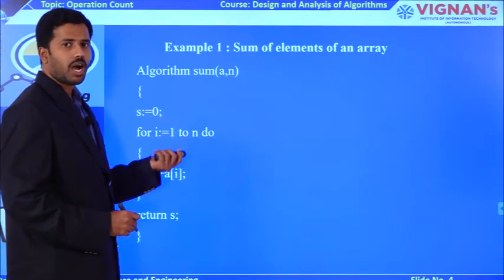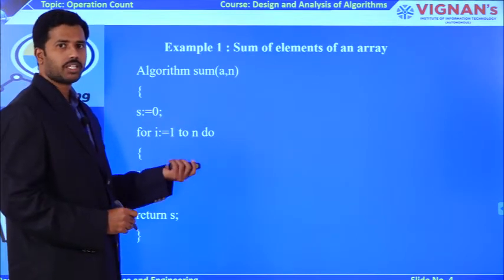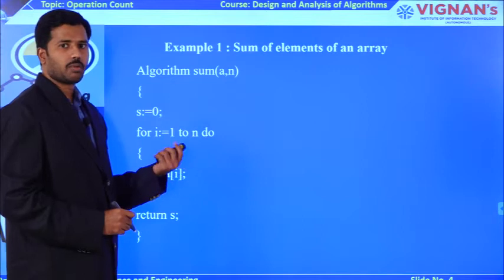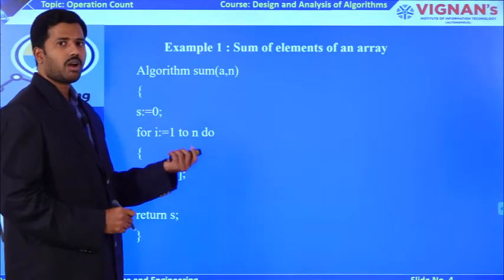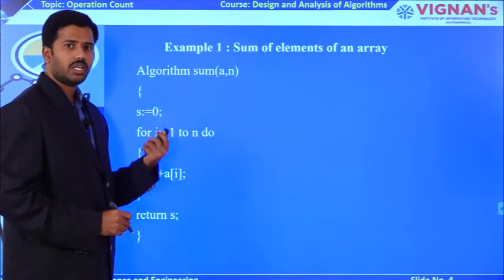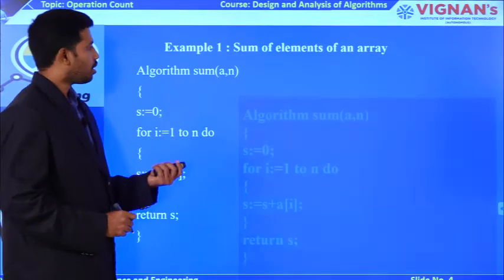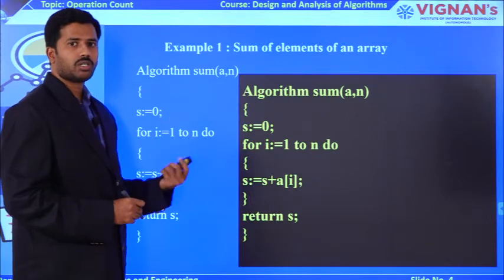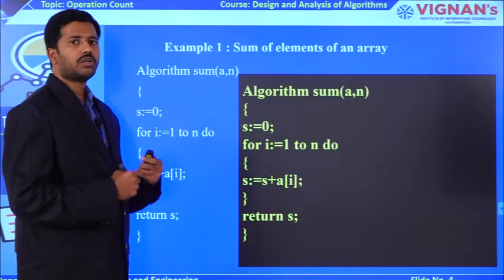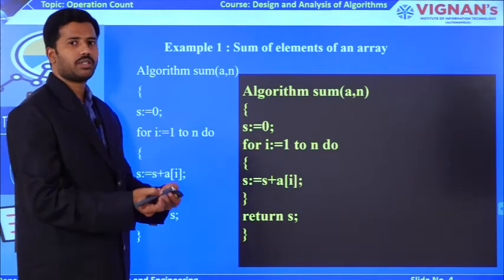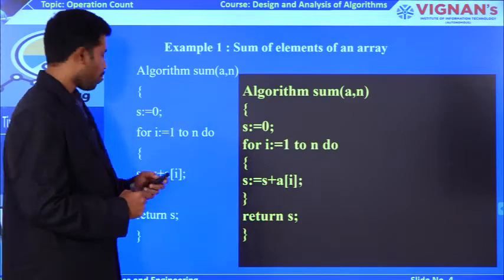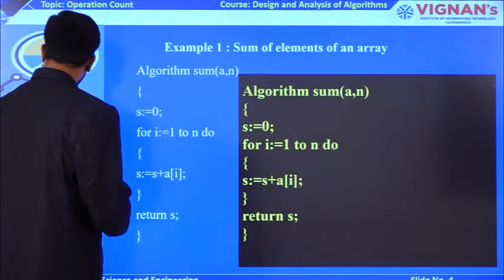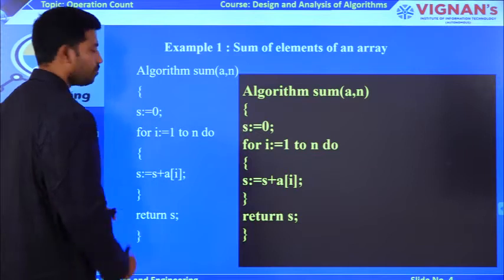Why? Because we have solved the time complexity of this algorithm in the previous method, which is step count. Now observe whether operation count also produces the same output or not. This is your algorithm. Now let us find out how many operations are available in this algorithm, so observe very carefully.